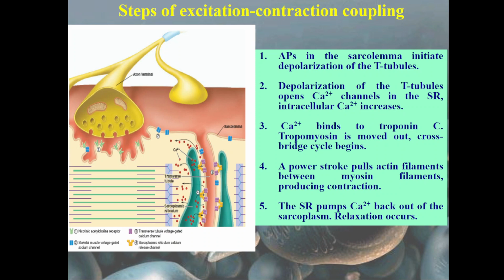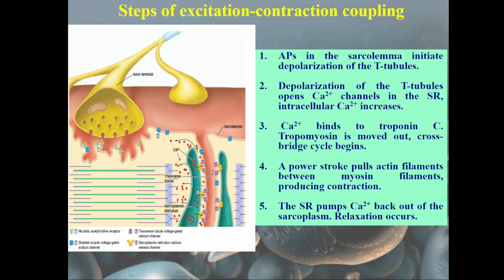So the steps of excitation-contraction coupling in skeletal muscle. Action potentials in the muscle cell membrane initiate depolarization of the T-tubules. The depolarization of the T-tubules opens calcium ion channels in the sarcoplasmic reticulum, causing release of calcium from the sarcoplasmic reticulum into the intracellular fluid. Here you may see the cisterns of the sarcoplasmic reticulum, and here you may see the transverse tubules.